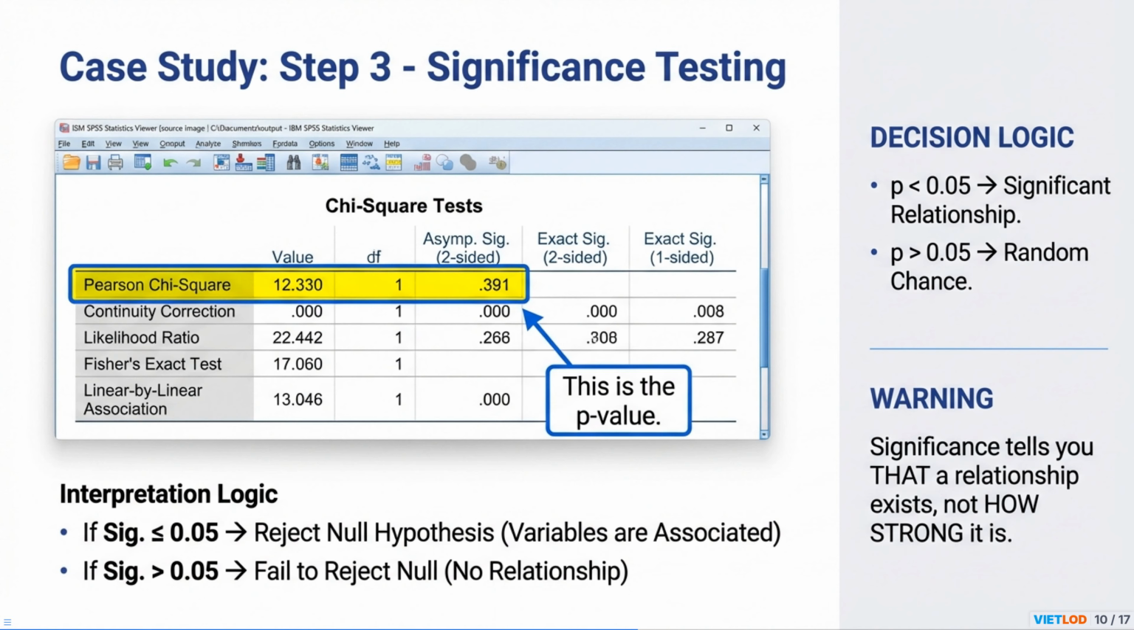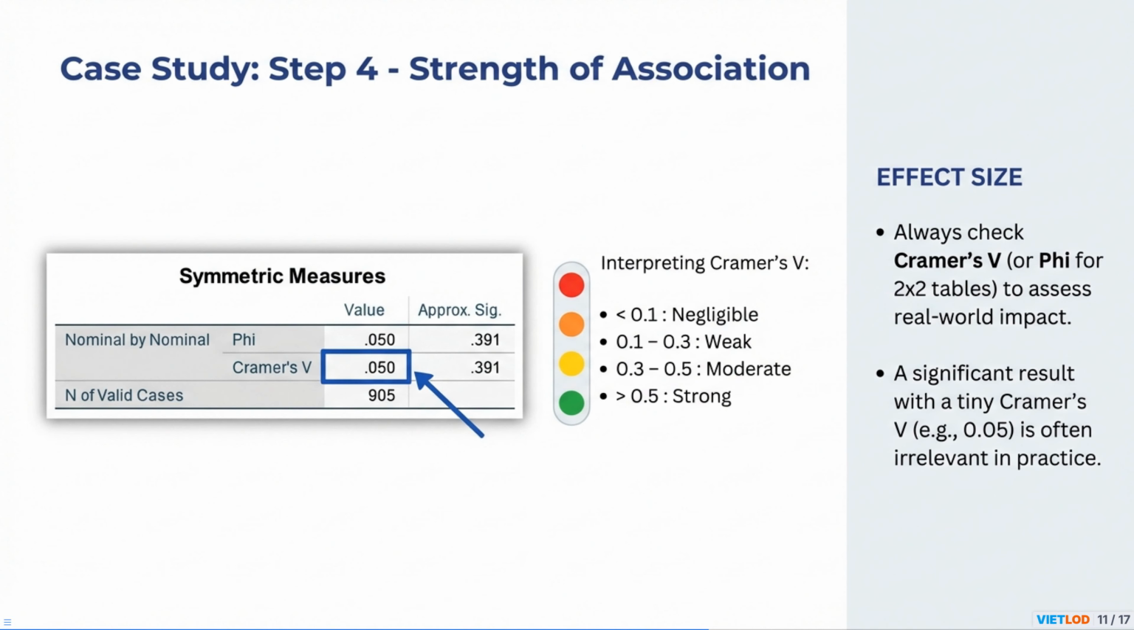In this output, our p-value is 0.391. Since 0.391 is greater than 0.05, we would fail to reject the null hypothesis, meaning there is no statistically significant relationship between income and PDA ownership in this sample.